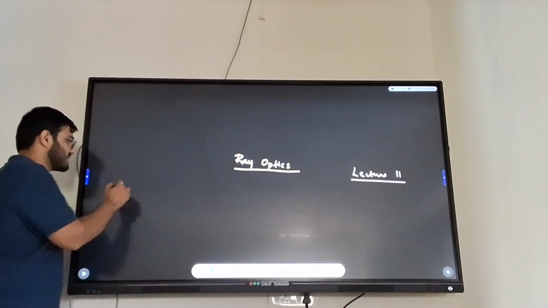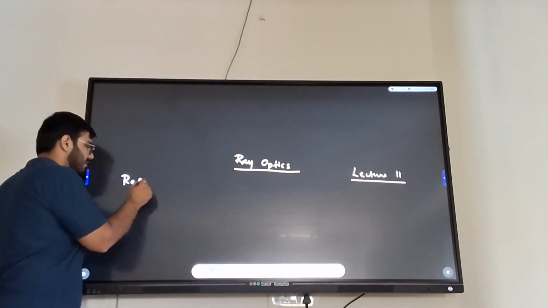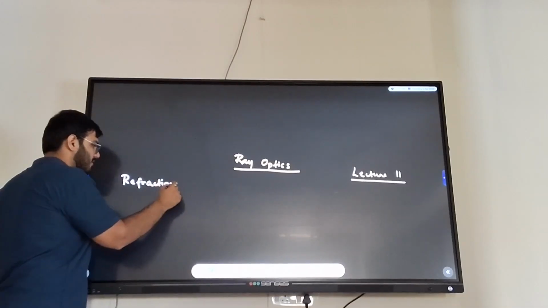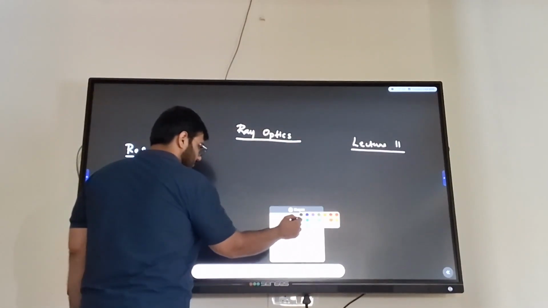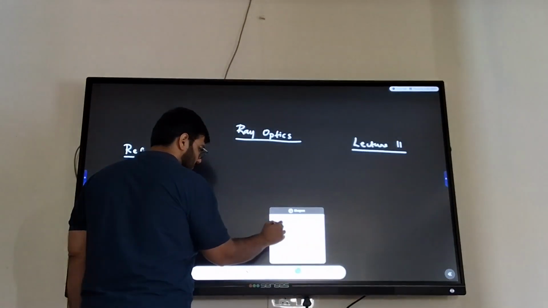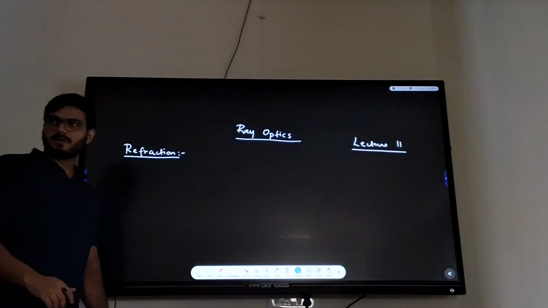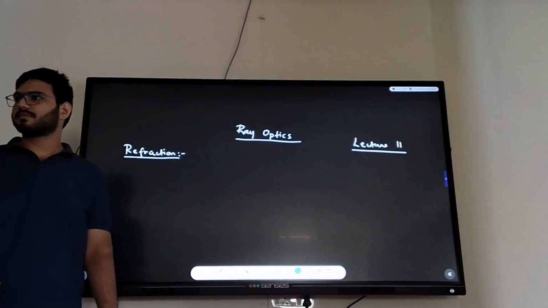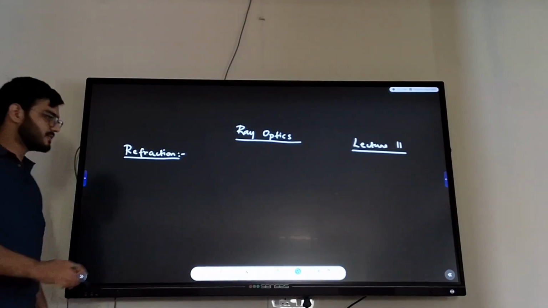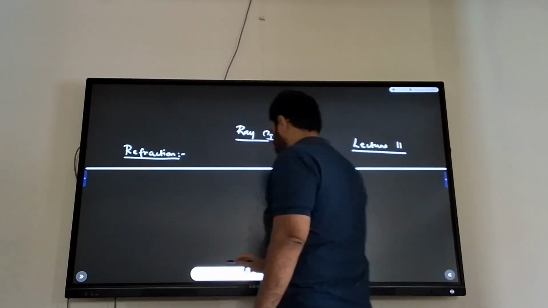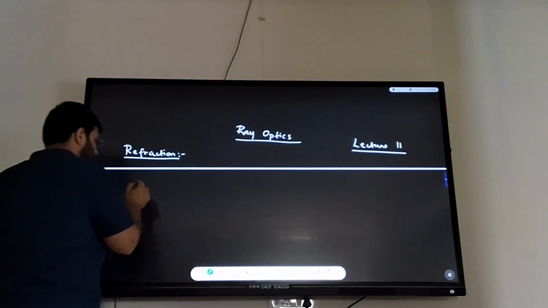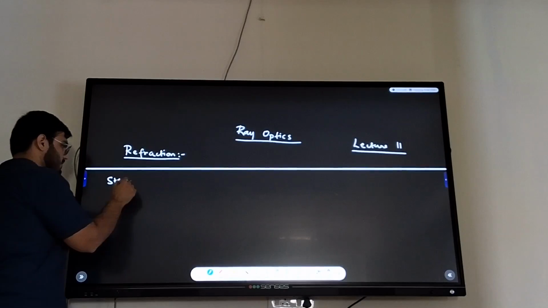So we were discussing this refraction, and till what question we discussed in sheet number 4? Question number 11. Is there any problem from previous classes that you want to discuss? It's all good? So question number 12, sheet 4.